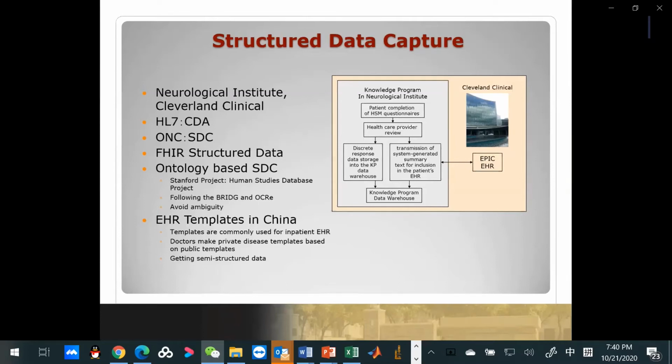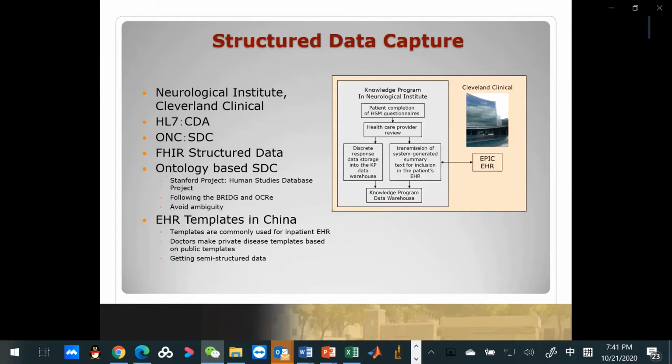EHR templates are very popular for inpatients in China. The SMART template was made for every disease and is called the public template. The doctors will make their own private template based on the public template. When the doctor inputs a patient record, they will code the template and select the right structured findings terminology from multiple choices. If these multiple choices do not meet the doctor's requirement, the doctor will re-edit the content in the EHR. This EHR keeps the structured data and the free text and is called semi-structured data.